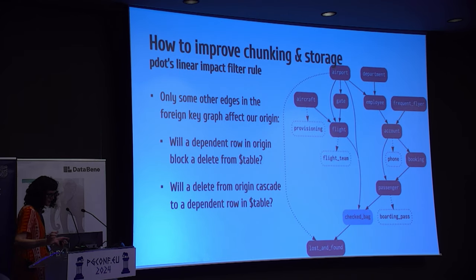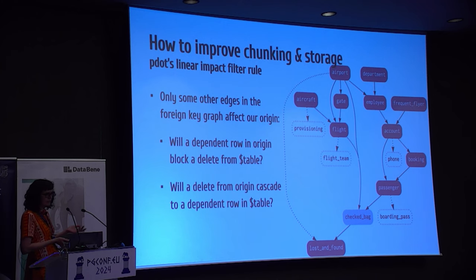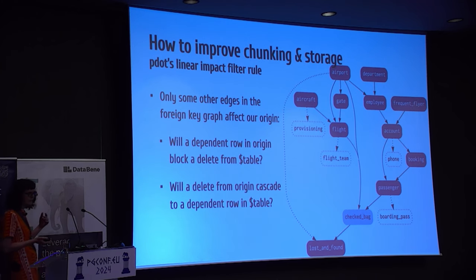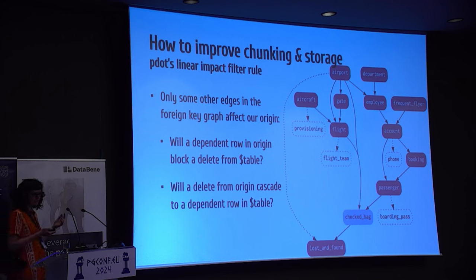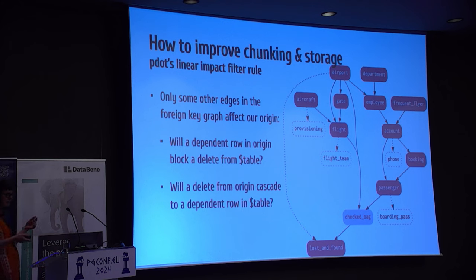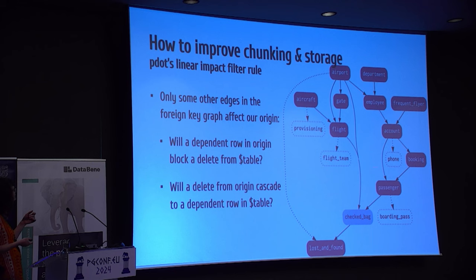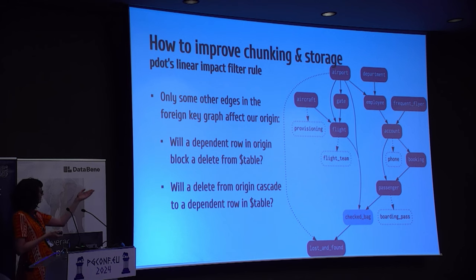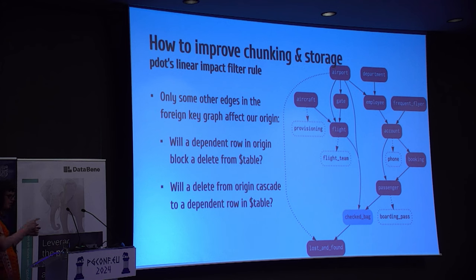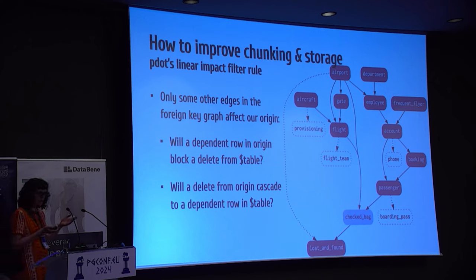So PDOT applies an additional rule of linear impact for the foreign key graph, which you can think of as being similar to how foreign key cascade rules work. So if you delete an airport, say, it's going to cascade to bags checked, but if you delete a phone number, it's not going to affect booking. It's kind of around a corner. It's mediated through account and changes to booking, vice versa. So this rule is symmetric, which is good because we really want to stay Euclidean here.